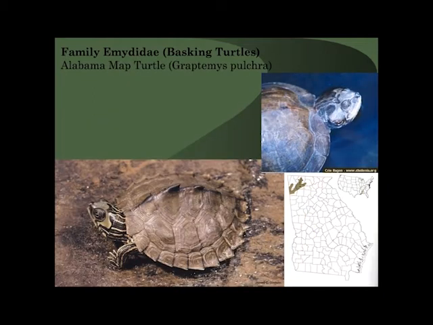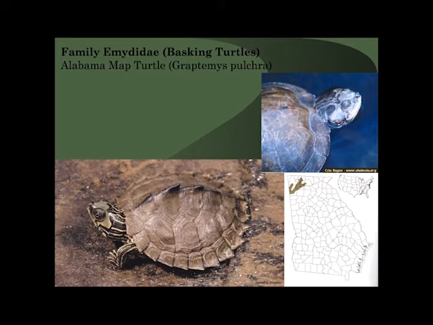Alabama map turtle, Graptemys pulchra, is a close relative of the Barber's map turtle. In Georgia, the Alabama map turtle is found in the Conasauga and Oostenaula rivers in the northwest corner of the state. For years, this turtle was thought to be a highly variable species that ranged from Georgia through eastern Louisiana.